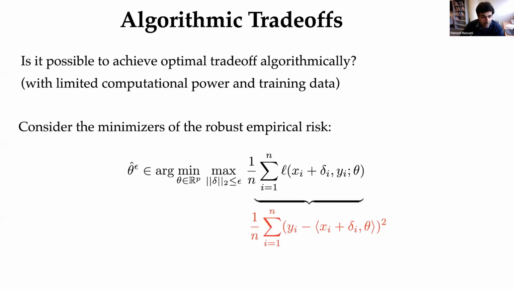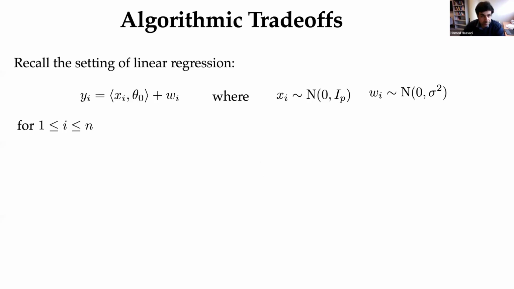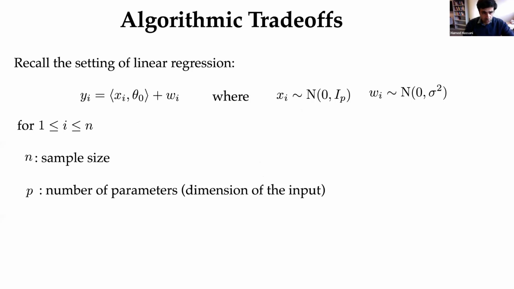Now, let's study the behavior of the solution of the robust ERM problem. So again, what was our setting? Our setting was the Gaussian linear regression problem. The features are Gaussian. The labels are the inner product of the features and a ground truth model theta 0 plus some additional noise. Two important parameters for this problem are the following: n, the number of data points, and p, the number of parameters.